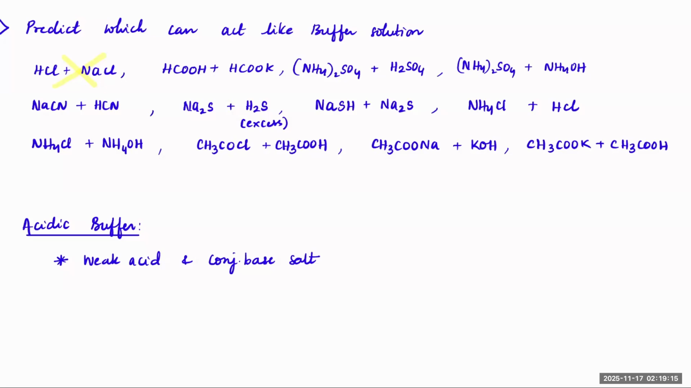See the second one. Here we have HCOOH, a weak acid, and HCOO minus, that is the conjugate base of the same weak acid, and that is the essential condition. So this is fulfilling that. So it is an acidic buffer.